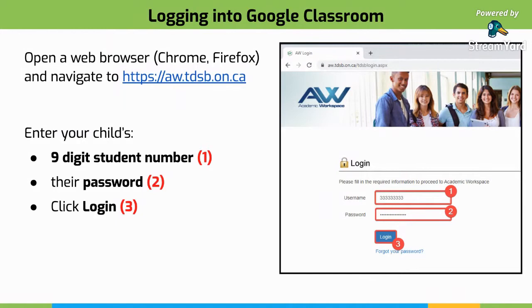So the first piece of information you're going to need is that 9-digit Trillium student number that we would enter in the username field. And that almost always starts with a 3 for TDSB students. Second field is, of course, their password. And then we're going to click on Login, and that will log in or authenticate the students into Academic Workspace, where they will then have options for a variety of services to choose from.